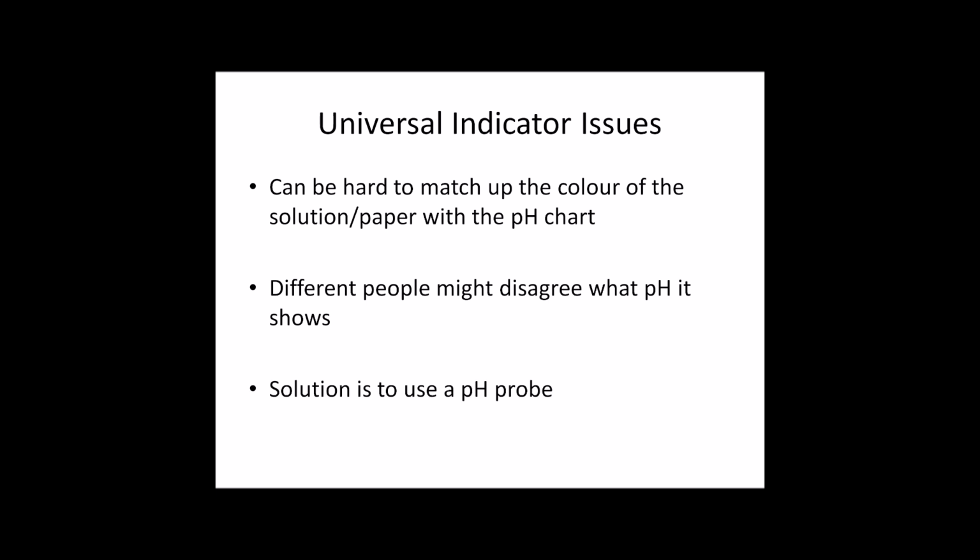The solution to these issues is we can use a pH probe, and these are much better. So we'll have a look at a picture of one. There we go, that's a pH probe. As we can see, it's got a little digital meter there that you can read off the pH, an on-off button, a calibration button, and we've got some fancy electronic sensors down at the bottom.